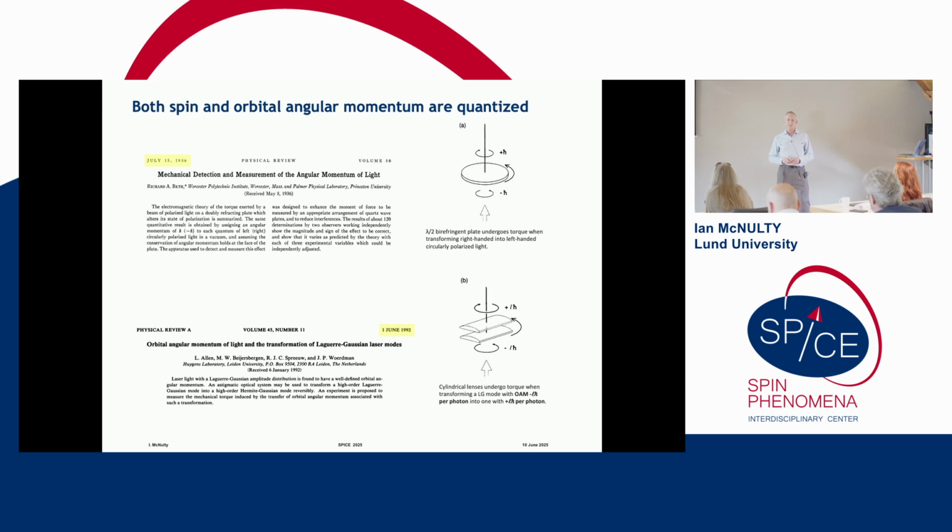Well, it turns out that these states have been quantized and known to be quantized for quite some time now. In 1936, Beth did a very beautiful measurement looking at just left and right circular polarization and concluded that, in fact, each polarization can be associated with 1 h-bar per photon of angular momentum, in this case spin angular momentum, intrinsic to the light. In 1992, Les Allen came up with a very interesting extension of this.